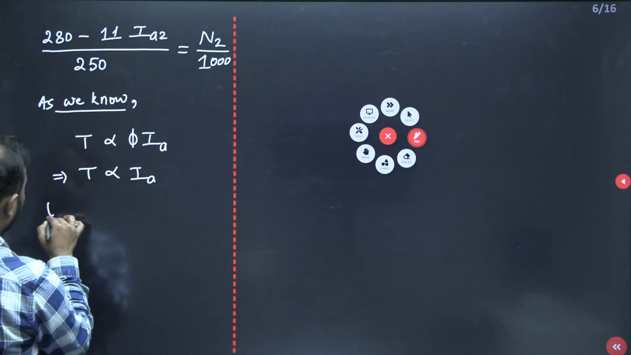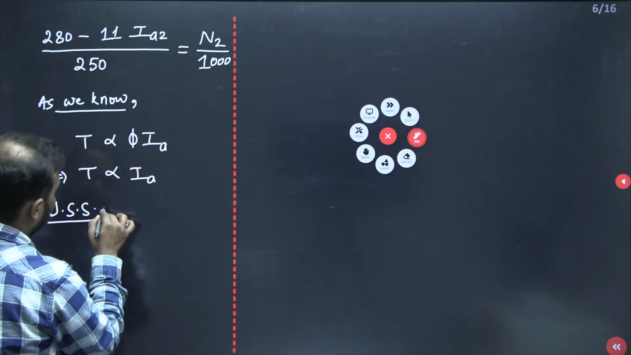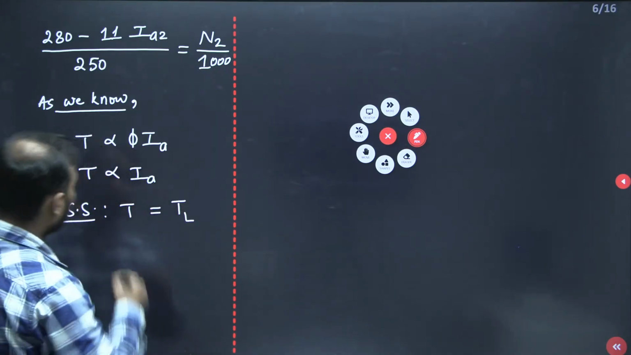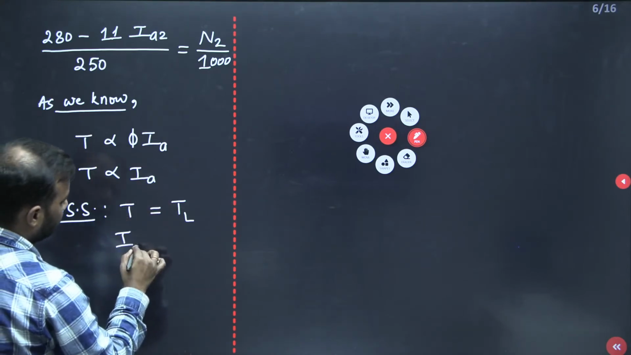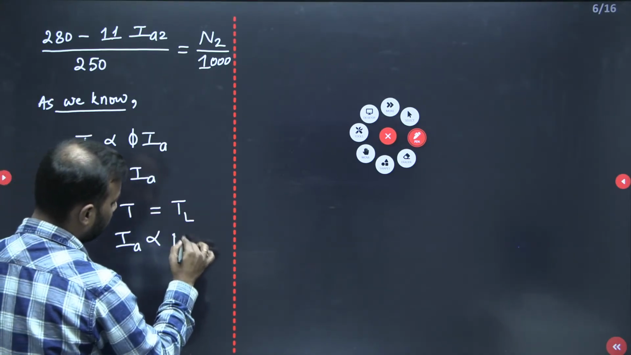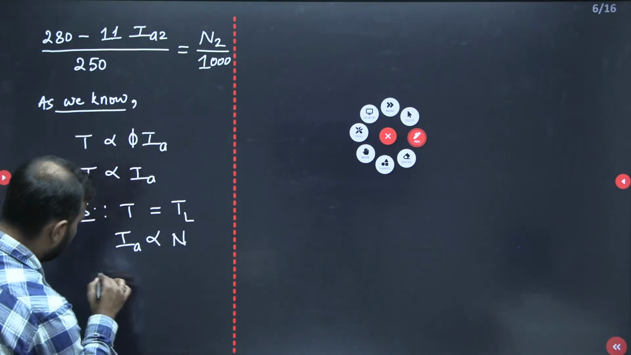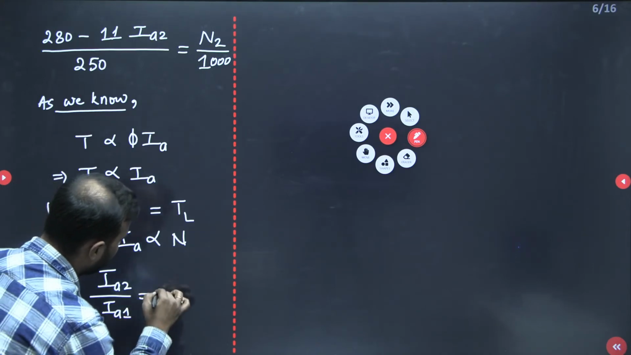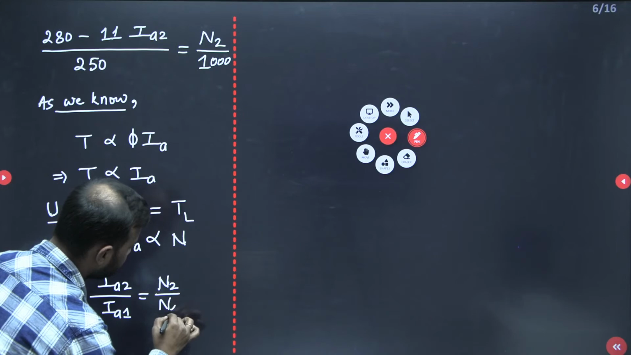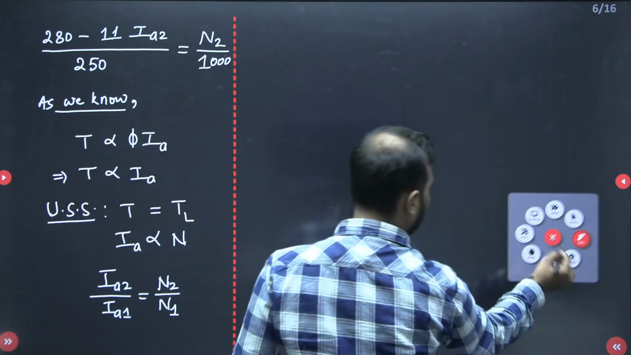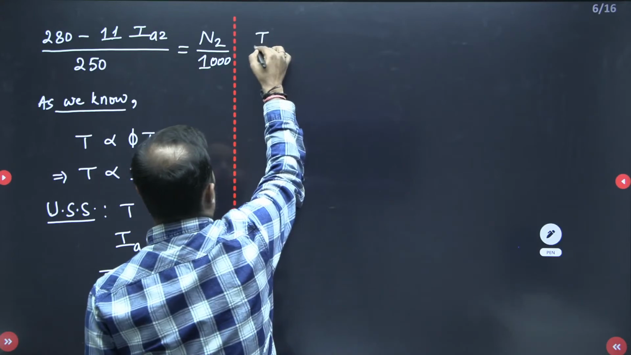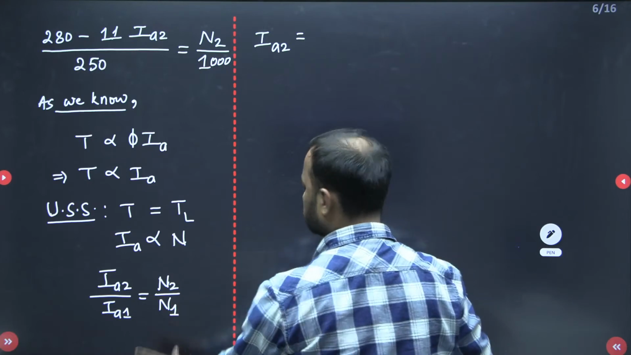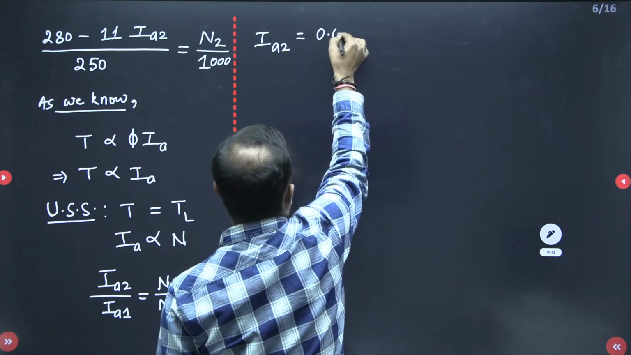Now under steady state, your developed torque is always equal to load torque. The developed torque is proportional to Ia and the load torque is proportional to N. So can I say Ia is proportional to N? From here, IA2 divided by IA1 is equal to N2 by N1. So I get the relation IA2 equals IA1, which is 30, divided by N1, which is 1000, so we get 0.03 N2.